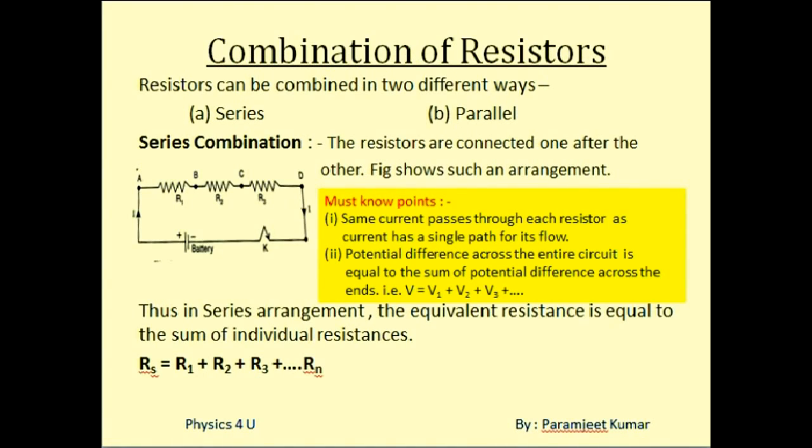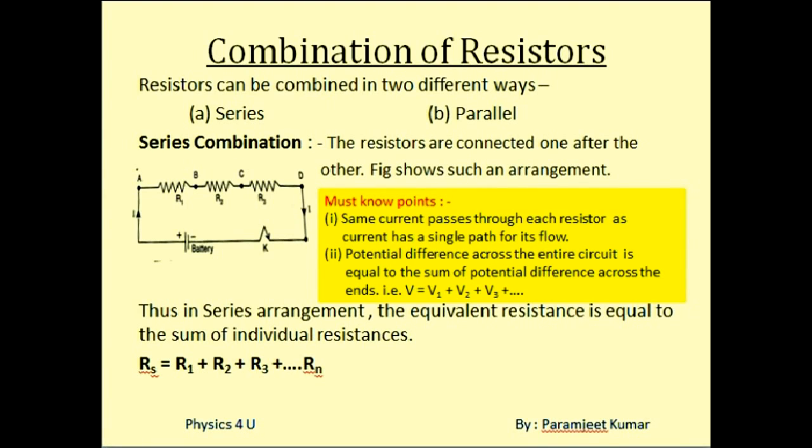Now we'll see the combination of resistors. Resistors can be combined in two different ways. First one is series combination and second is parallel combination. So first we'll see the first one, that is series combination. In this type of combination, the resistors are connected one after the other, and the figure here shows such an arrangement.